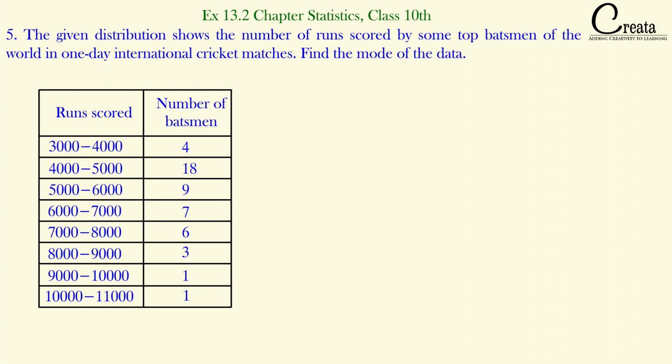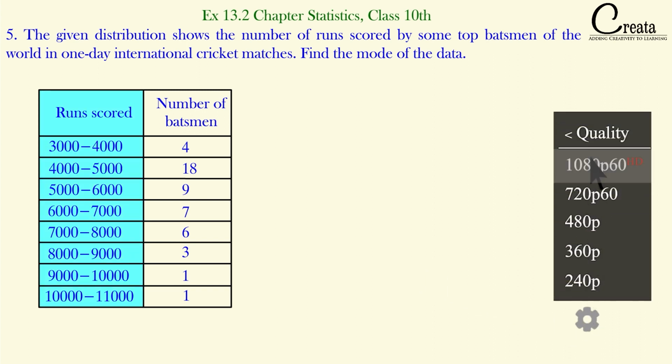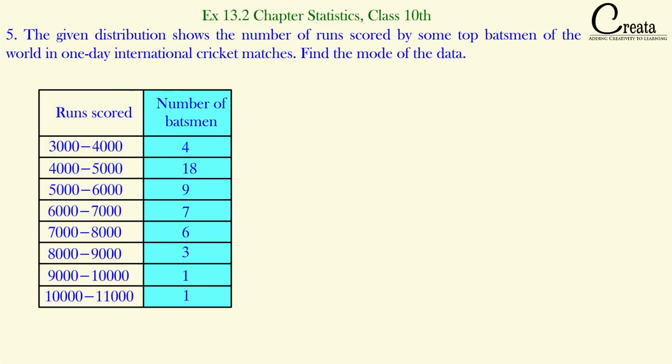In this question the data is given regarding the number of runs scored by some of the top batsmen of the world in one-day international cricket matches. In the first column, the total runs are given, and in the second column, the number of batsmen are given. In the first row, 4 batsmen have scored runs in the range of 3000 to 4000. On the extreme end, only one batsman has scored runs in the range of 10,000 to 11,000. So this is the data regarding the batsmen and their runs scored in one-day international cricket matches.